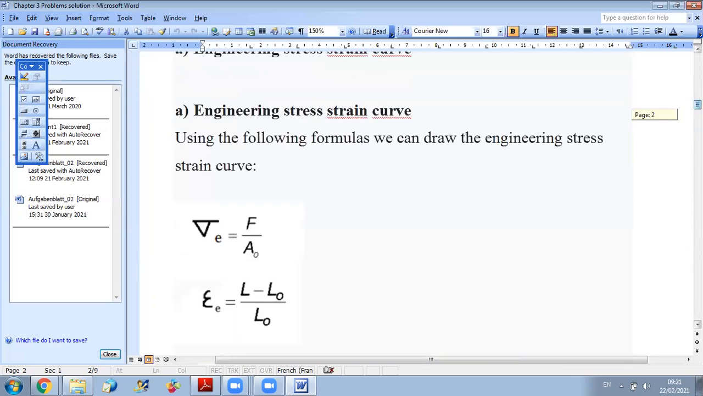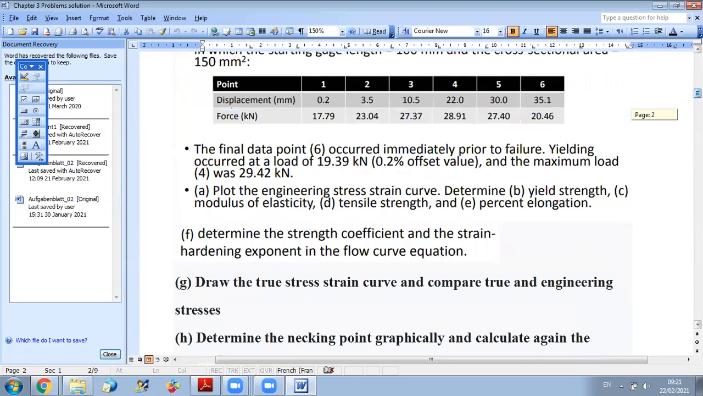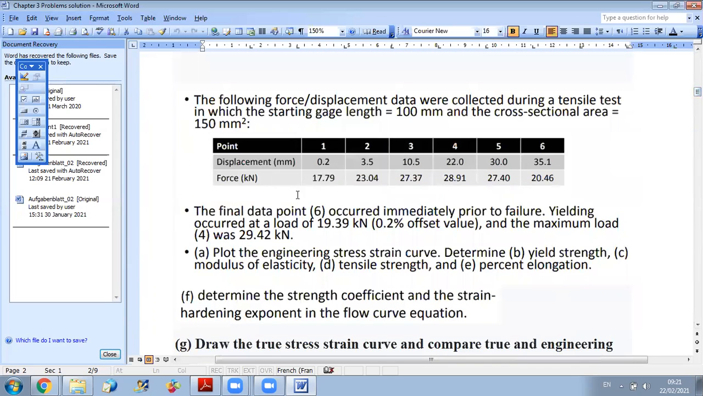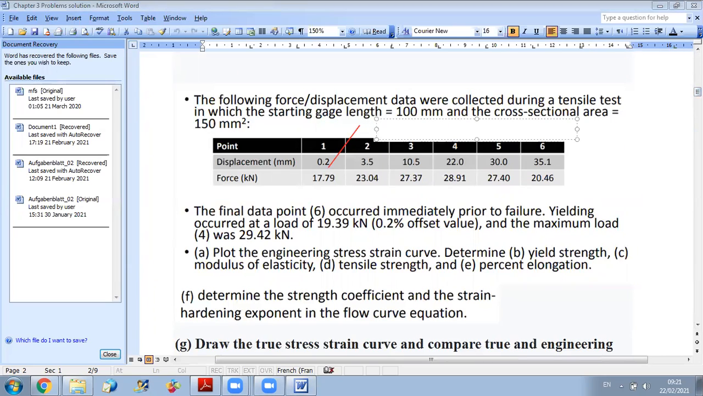By applying these formulas, we get the following table. To calculate L minus L0 over L0, they already gave you the displacement. The displacement represents for each point the value of L minus L0. So all you have to do to calculate the engineering strain is to divide L minus L0, which is the displacement, by the starting gauge length, which is 100. Then you will get the value of epsilon engineering.